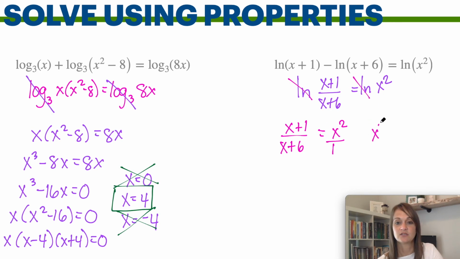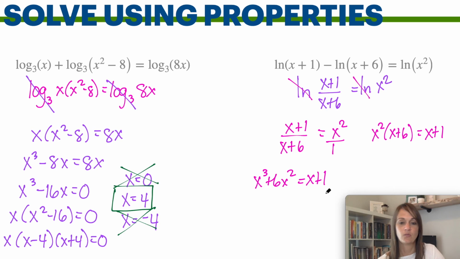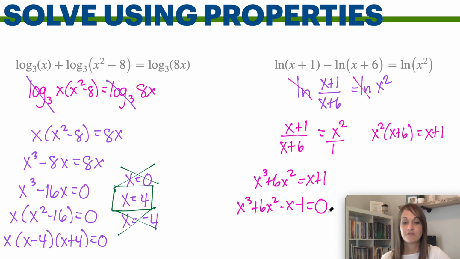So you'll get x squared times x plus 6 equals x plus 1. So you will get x cubed plus 6x squared equals x plus 1. So you'll get x cubed plus 6x squared minus x minus 1 equals 0. And from this point, you can either use synthetic division or you can use a graphing calculator and find out where it crosses the x-axis.